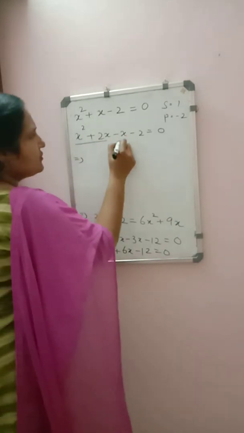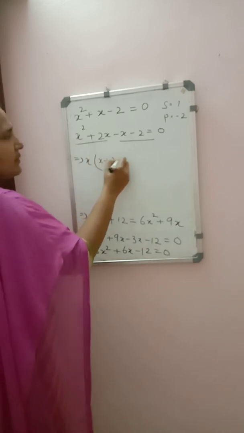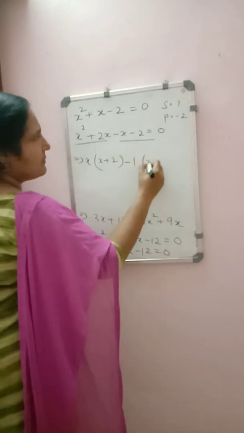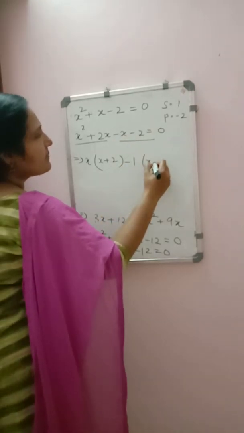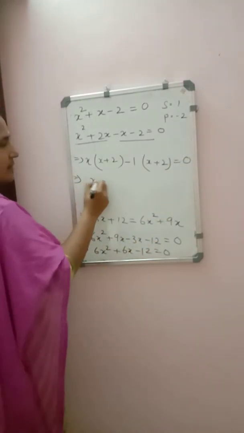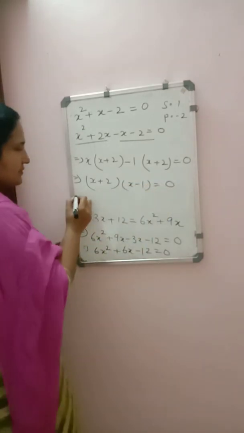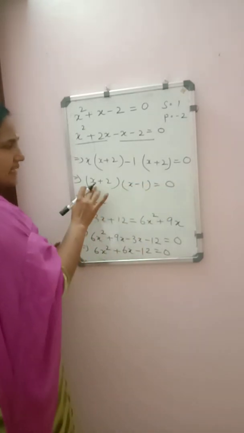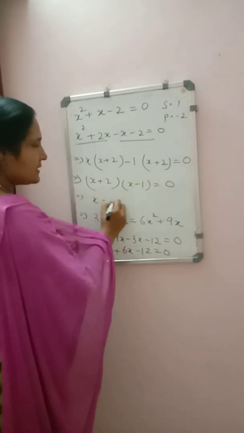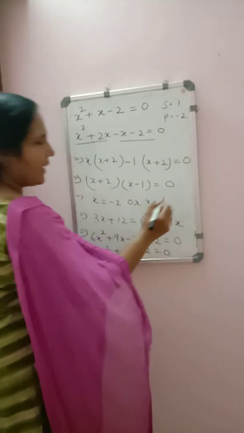Now, from these two terms, the common factor is x. Inside the bracket remaining will be equal to x plus 2. From here, negative 1 we can take common. So, remaining is x plus 2 equals to 0. So, we have the two factors, x plus 2 into x minus 1 is equal to 0. The value of x: either x plus 2 is equal to 0 or x minus 1 is equal to 0. So, x is equal to minus 2 or x is equal to 1.